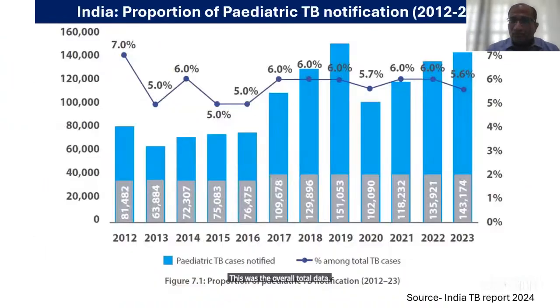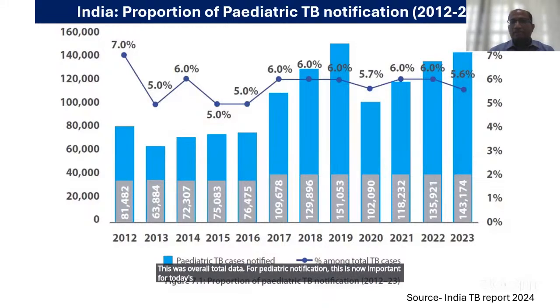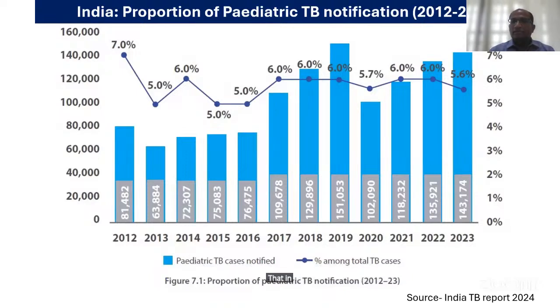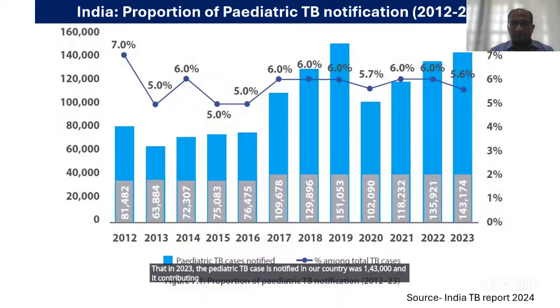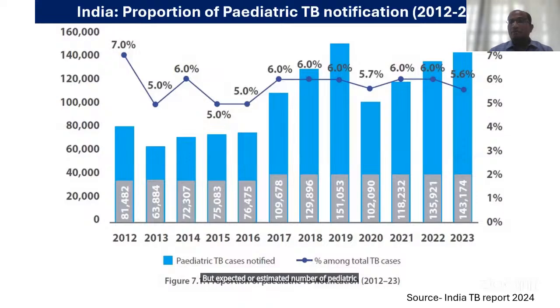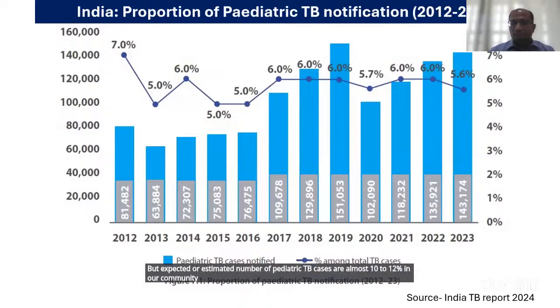For pediatric notification, which is important for today's discussion, if you see the India data as per the recent India TB report, in 2023 the pediatric TB cases notified in our country were 1,43,000, contributing almost 6%. But the expected or estimated number of pediatric TB cases is almost 10 to 12% in our community. So there is a big gap between the estimated number and actual notification of pediatric TB cases.